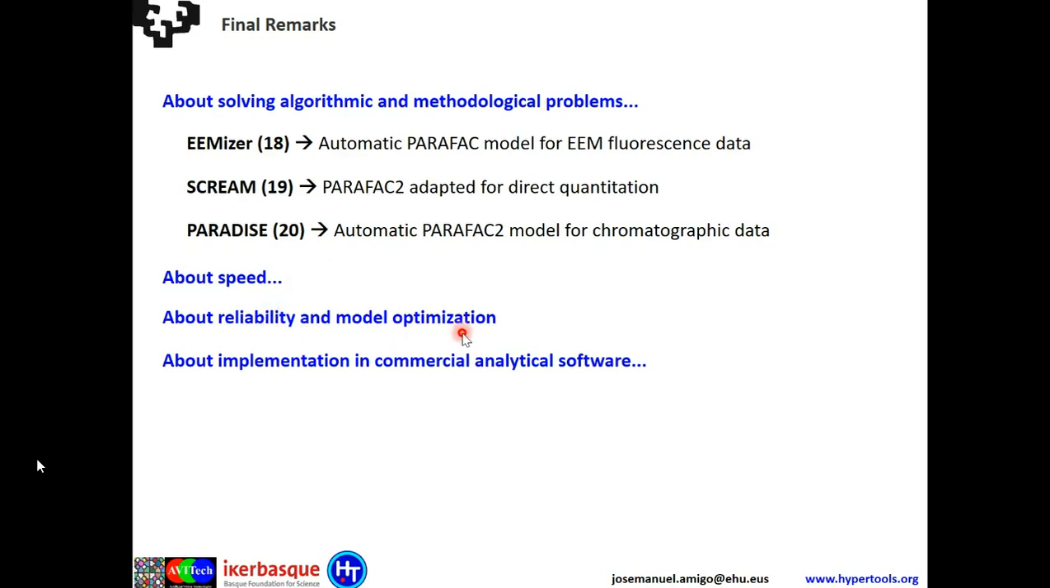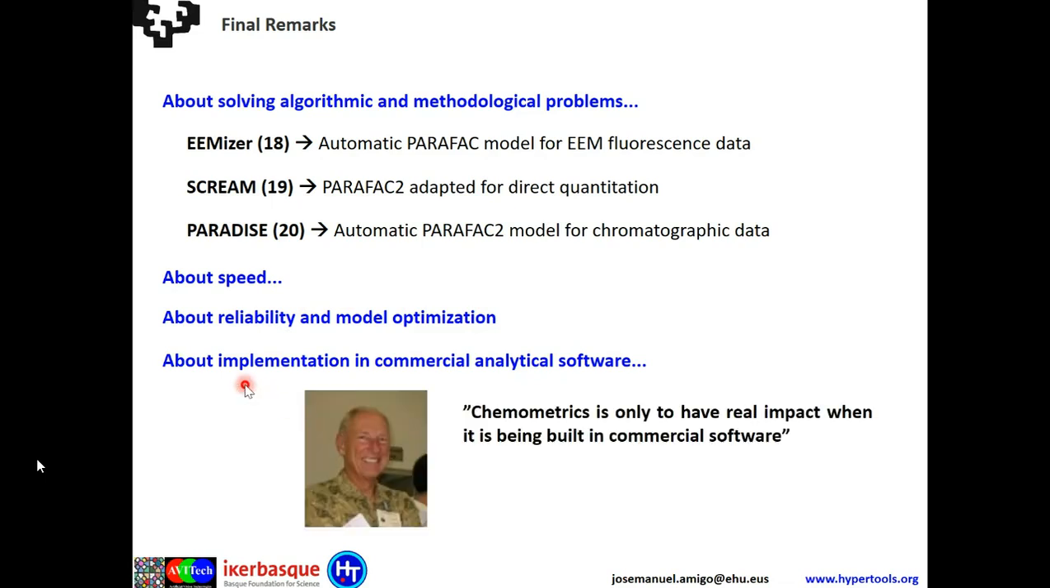Reliability and model optimization: we are still working on how to optimize the models. How can we really validate these models? And especially about the implementation in commercial software, because there is more and more commercial software in which you can find all this already implemented. As far as I know, there are a couple of excitation emission fluorescence instruments that already have PARAFAC by default, and I think some of the chromatographic instruments are starting to implement things similar to mostly MCR, but also PARAFAC2.